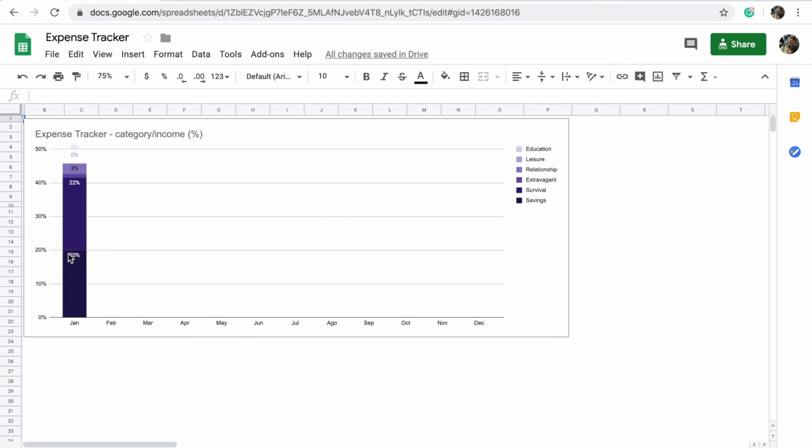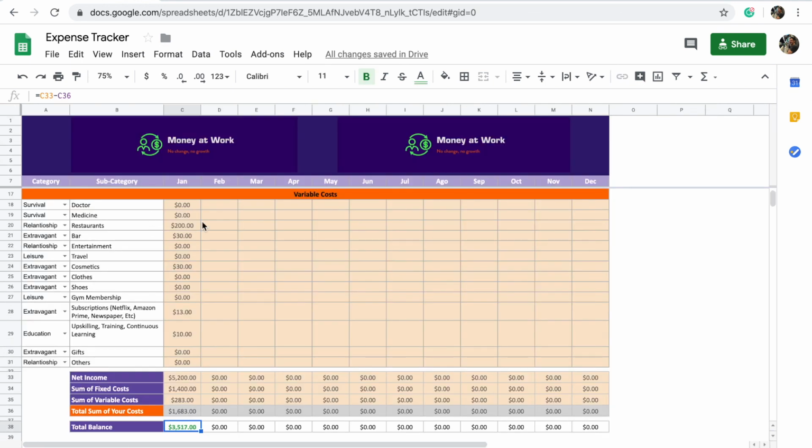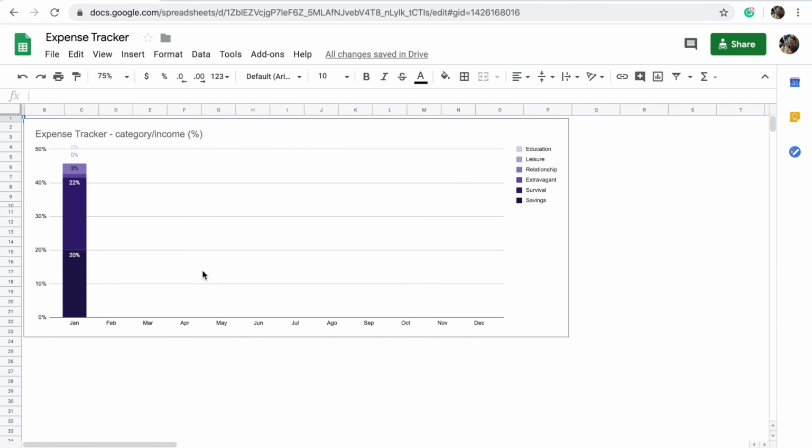So 20% of your net income you spend on your savings. This is great. And here we have 22% for our survival. That's fine. And then we have here 3% for extravagant, or for relationship. So as you are filling out all of your expenses here for each month, you are going to have a graph for each month, and then you can see if you are spending more money on extravagant or relationship each month. Well, I hope this video helped you.